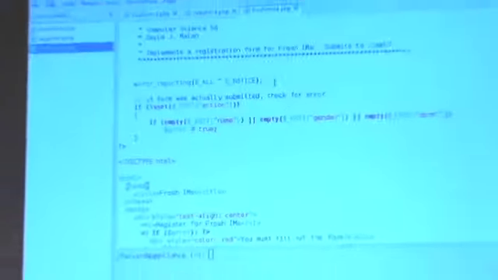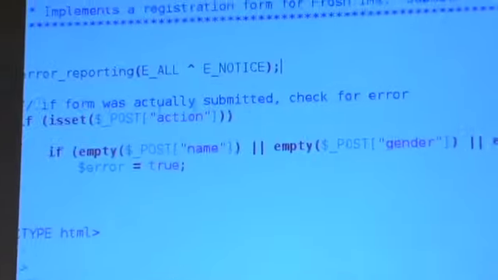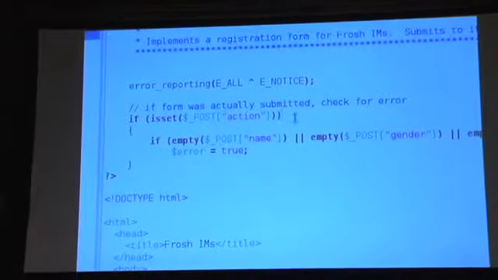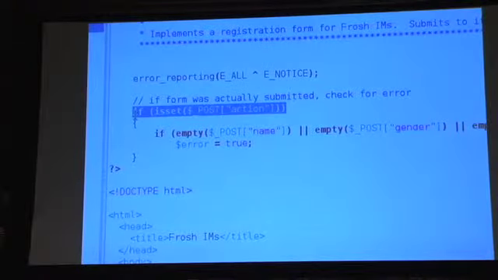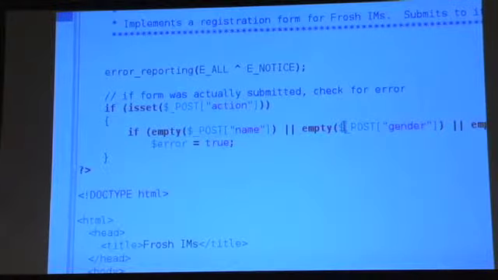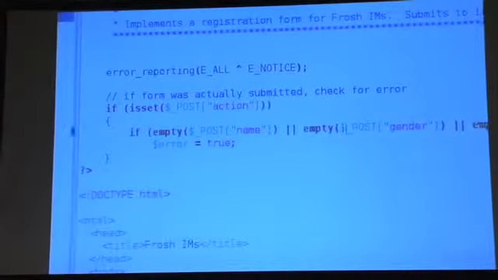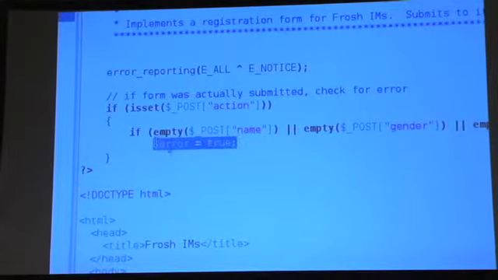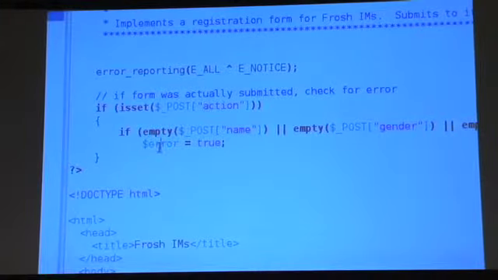So if we now go to Frosh IMS 4.php, you can ignore this notice line up here. Let's see what's actually going on. So if the form was submitted, so if post action was submitted, and if name is empty, or gender is empty, or dorm is empty, notice that I'm setting a variable called $error equal to true.